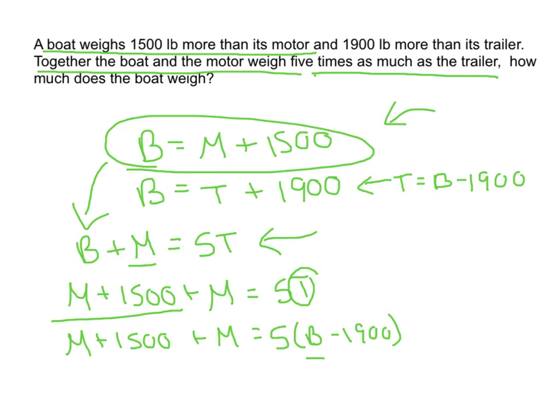So for my final equation, I'm going to try to fit it on here. I'm going to simplify the left side. 2m plus 1500 is equal to 5 times, since b is equal to m plus 1500, I'm going to replace b with m plus 1500 minus 1900. And from there, you would distribute that 5 to each term, or you can simplify the 1500 minus 1900 and solve for the motor. And once you solve for the motor, then you can solve for the boat.